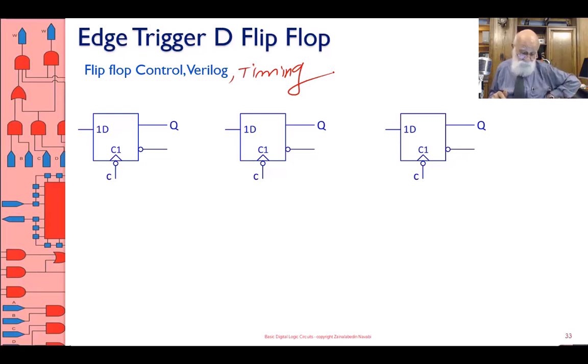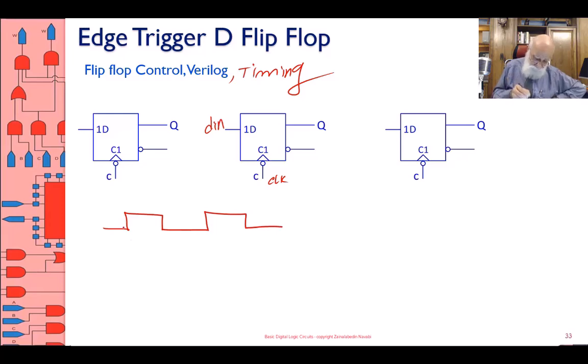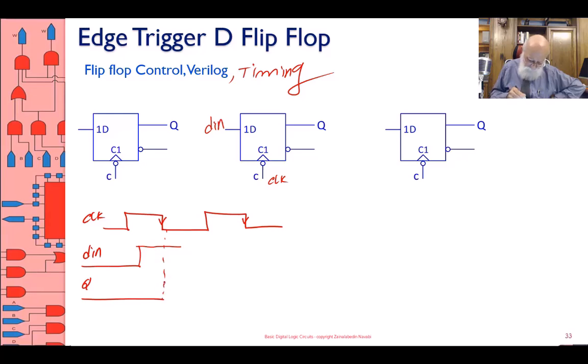I have a DN and I have a clock. And this happens to be falling edge. What it means is, this is my clock, this is my DN. On the falling edge of the clock, the value of D, whatever it is, will be clocked into Q. And then Q is affected a few nanoseconds after the falling edge of the clock.